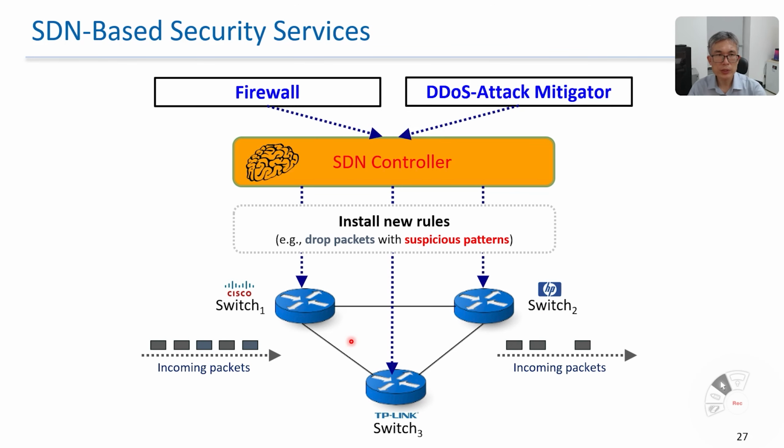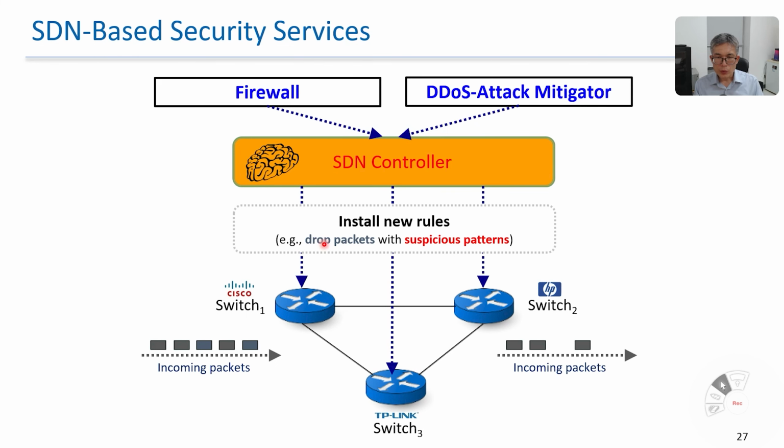So this is the SDN-based security service system. In the middle we have the SDN controller, and the upper application layer running a firewall application or a DDoS mitigator. DDoS stands for distributed denial of service attack. So some packets are coming in. We assume the SDN controller installs a new protocol using a southbound interface like OpenFlow.